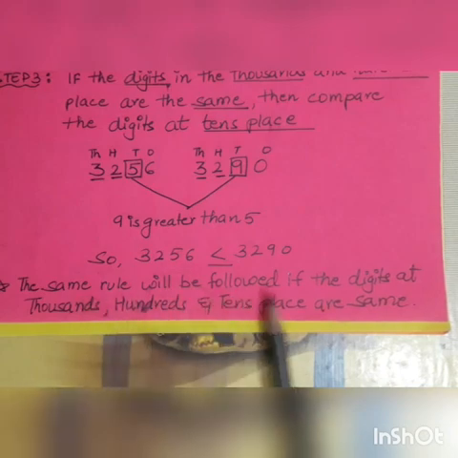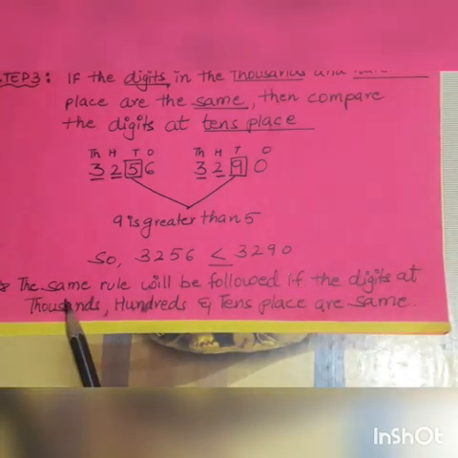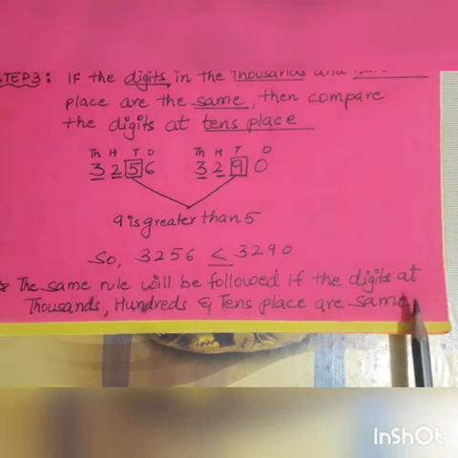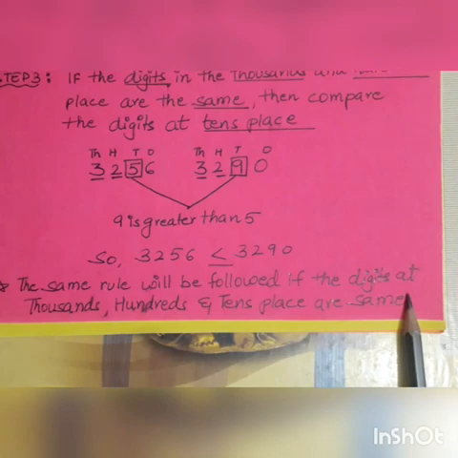The same rule will be followed if the digit at thousands, hundreds and tens place are the same. That is, we will finally compare the digit at the ones place. Whichever number is greater, the crocodile mouth will remain open towards that number.